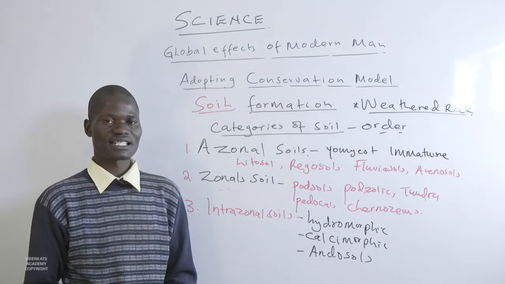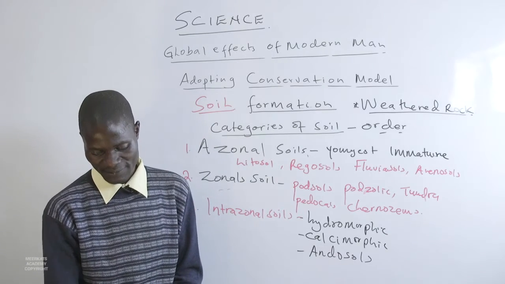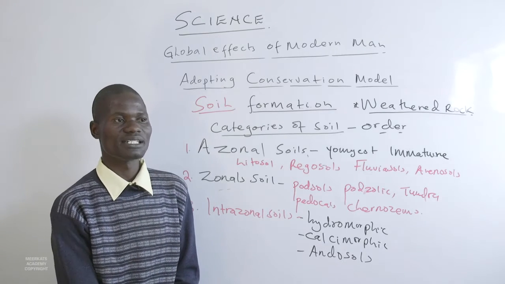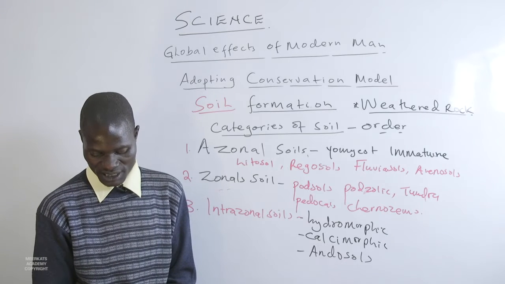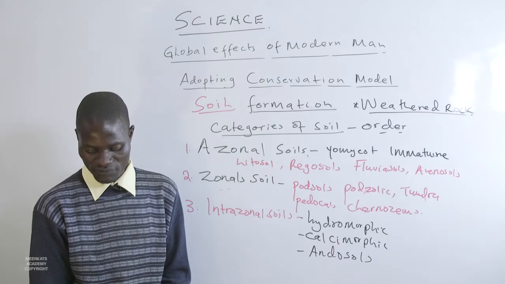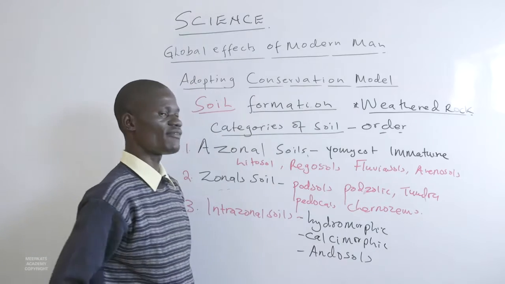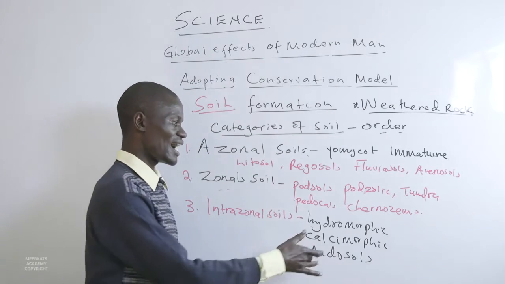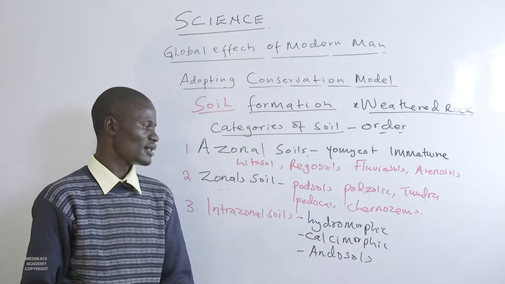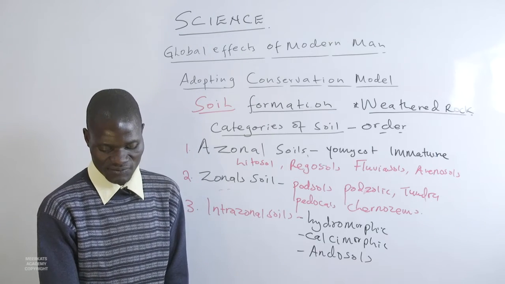Intrazonal soils are the soils which have been formed, though they have taken a period of time to be formed, but they have been formed in poor drainage conditions, and they still bear some characteristics of hydromorphic soils, calcimorphic soils, and andosols. Hydromorphic soils are found along the swampy regions, and the same applies to calcimorphic soils along the areas where there is waterlogging, and andosols. That is the area where we can easily find them.